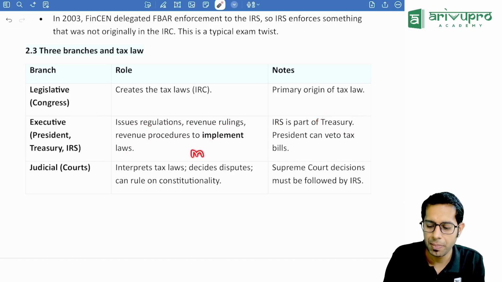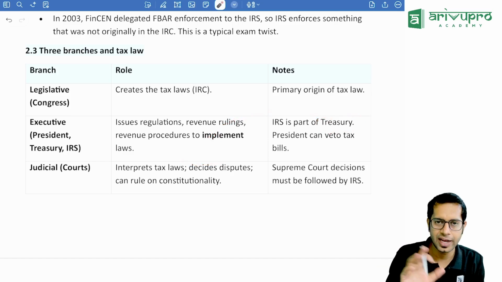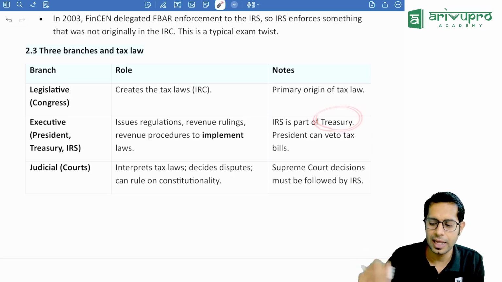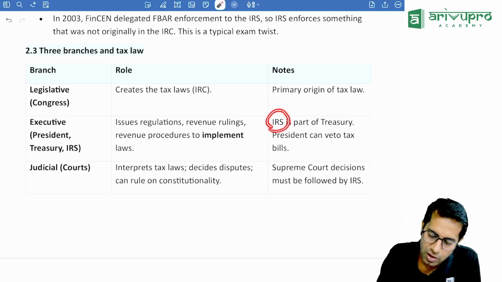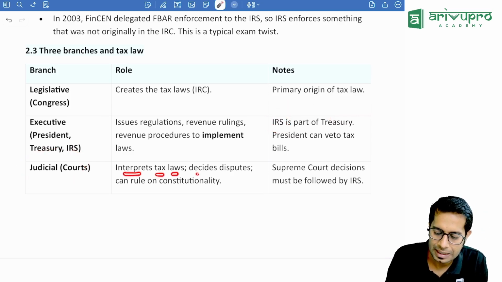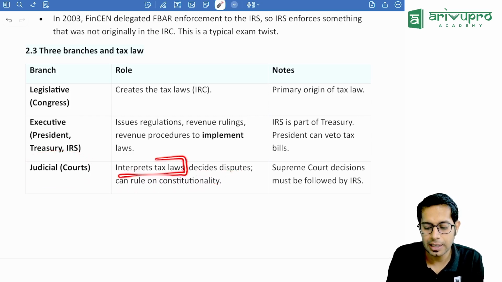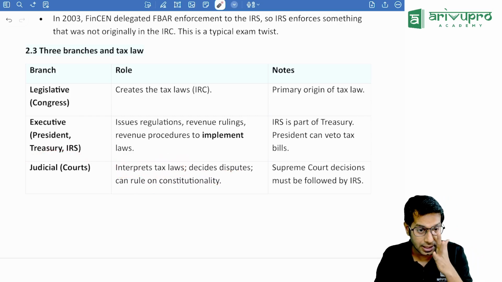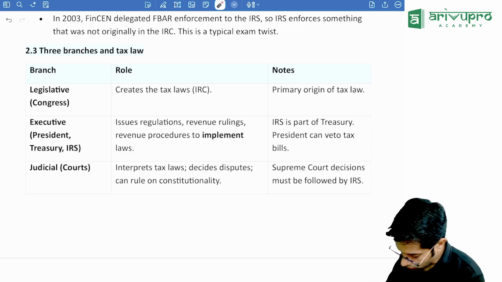Treasury is nothing but, as I told you, the Ministry of Finance, which we have in India, which takes care of all the finance. The Ministry of Finance is called the Treasury, and the IRS is part of that Treasury. Then judicial interprets the tax law, decides the disputes, and can rule on constitutionality. The courts will interpret the law. When will the court interpret the law? It is not that just because a law is made, the court will directly start reading the law and pass decisions. No, it does not work like that.